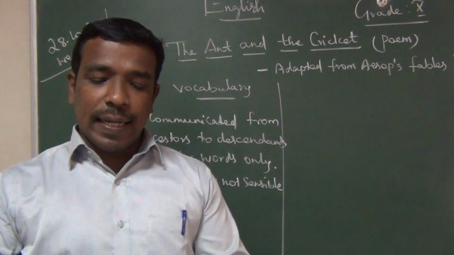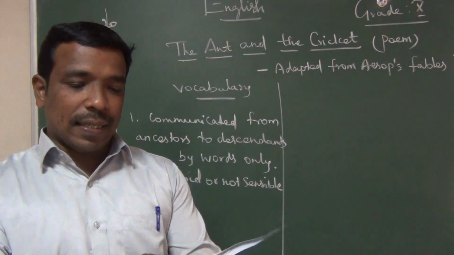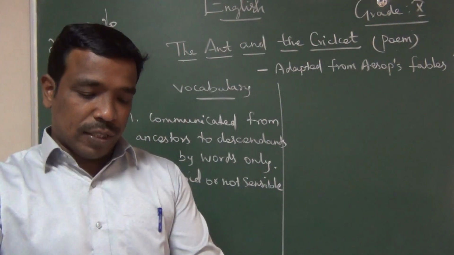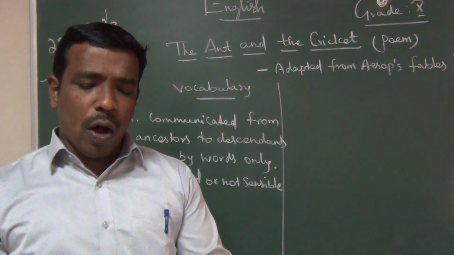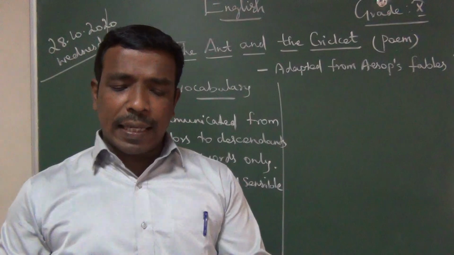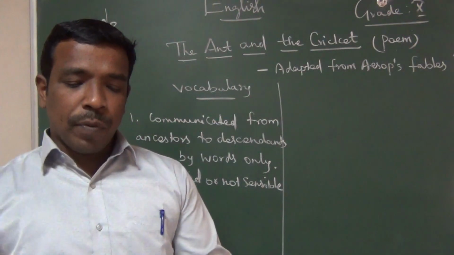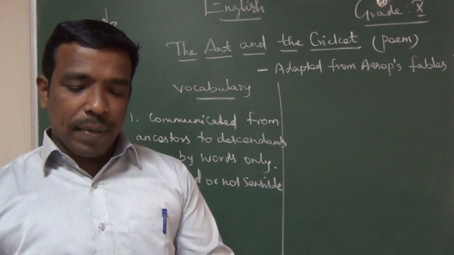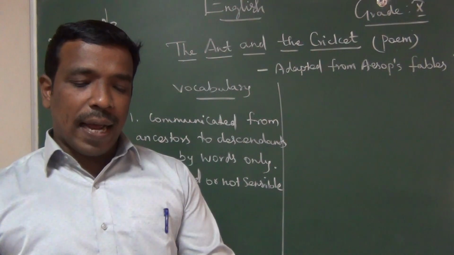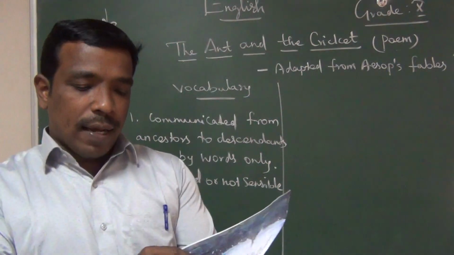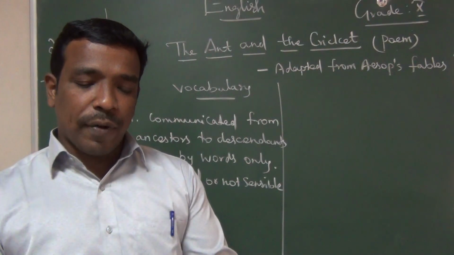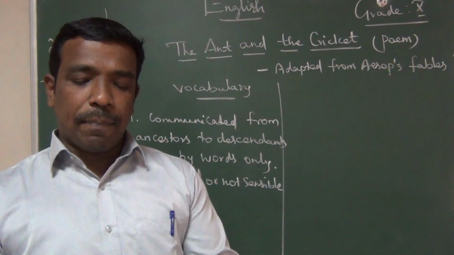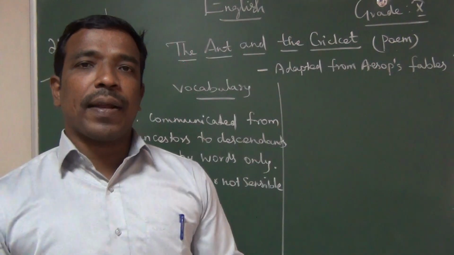So a silly young cricket, accustomed to sing. What is the meaning of accustomed? Be used to, always. Silly young cricket, accustomed, used to, always, through the warm sunny months of gay summer and spring. Gay here refers to glad and joyful. Through the warm sunny months of gay, very happily, summer and spring.